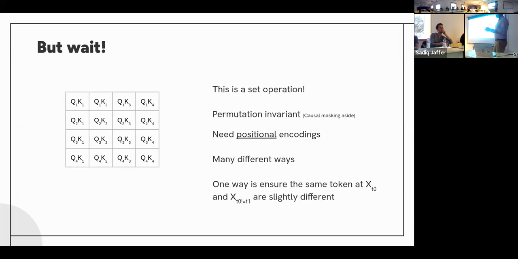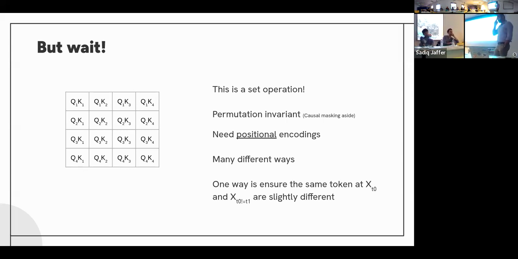But there's another problem as well, which is that this is a set operation. If we permuted all the tokens that are actually going into this, we get the same output, right? So we need some way of making clear to the attention mechanism that this token is near you and this token is far away. And there's lots of different ways we can do this, but they're all basically positional encodings.